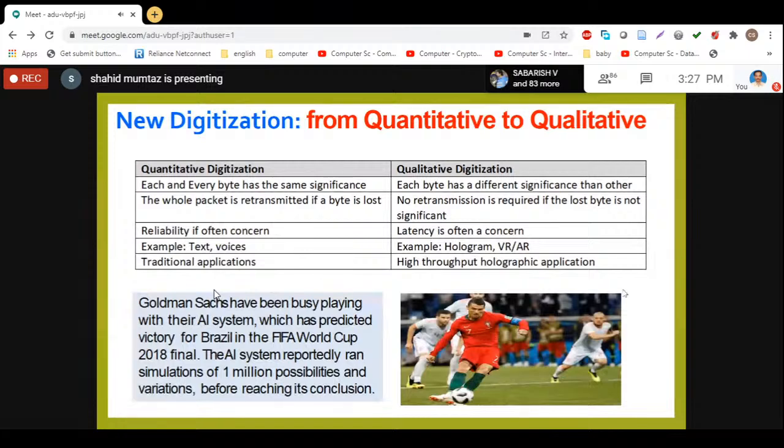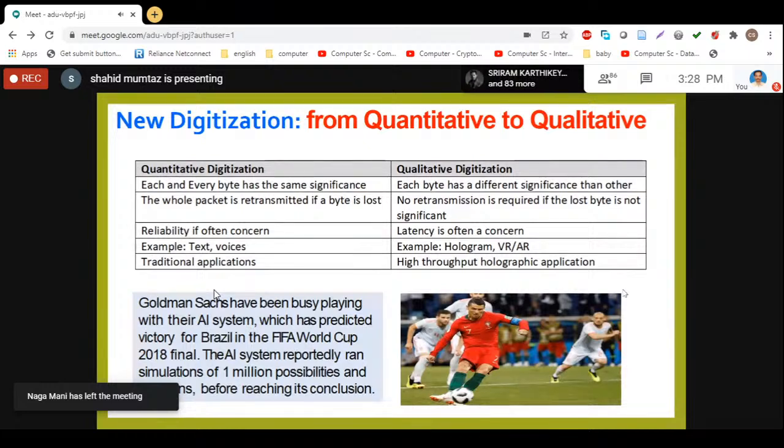If you want to send text or voice nowadays, it's very easy because reliability is not often a concern. When you transmit the packet, if one byte is lost, you imagine your whole packet is lost. So you can send the packet again from the transmitter to the receiver, because each and every byte has the same significance. But if you want to transmit hologram, latency is very, very important. So you don't need to transmit all the packet again, because in hologram every bit has different significance. Every packet has symbols, and every symbol has a different value. But in 4G, 5G, for text and voice, you have one packet, the packet contains a lot of symbols, and they have the same values. So in qualitative digitalization, you just retransmit the symbol which is lost, not everything.